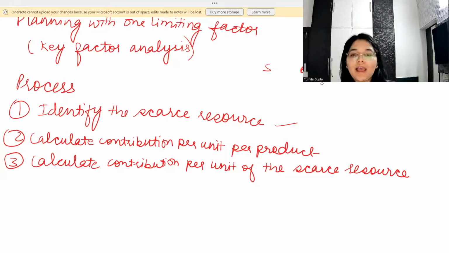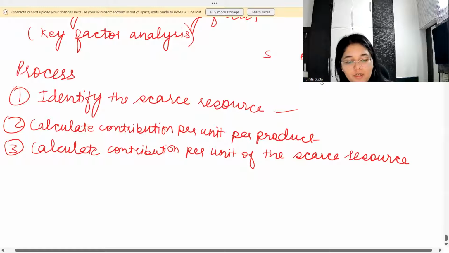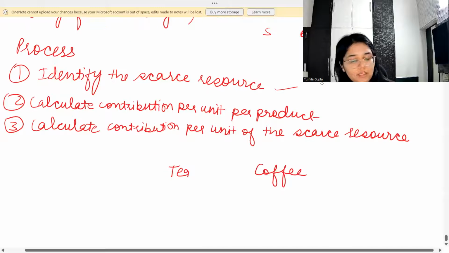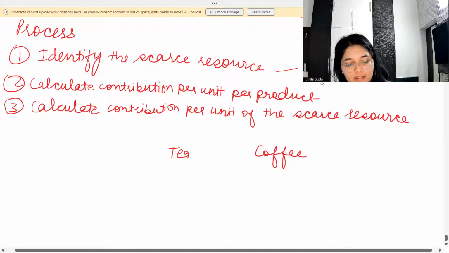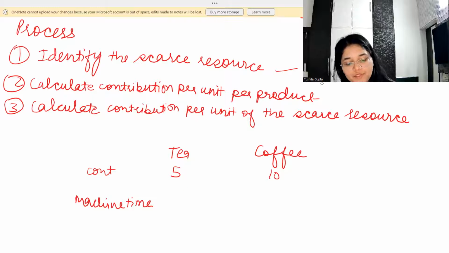So perhaps let's try to understand this with the help of an example. So perhaps I'm selling two sorts of products. Let's suppose I'm selling tea and I'm selling coffee. So the contribution that I'm perhaps earning in terms of dollars is, let's suppose, 5 and 10 on tea and coffee. And when it comes to the time, perhaps the one limiting factor which I have is the coffee machine time, the coffee or tea machine. Let's suppose there's only one machine, so the machine time. So let's suppose that it's taking me perhaps 1 minute for tea and 2 minutes for a coffee.